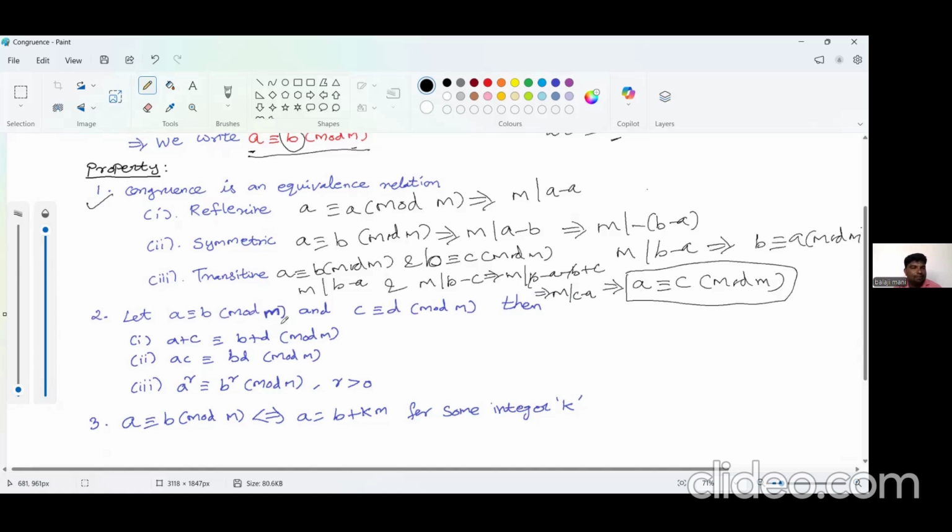Next property: let a ≡ b (mod m) and c ≡ d (mod m). Then by the additive property, a plus c ≡ b plus d (mod m), and by the product property, ac ≡ bd (mod m). Third, we can raise to positive powers: a to the power r ≡ b to the power r (mod m). Also, a ≡ b (mod m) if and only if a equals b plus km for some integer k.